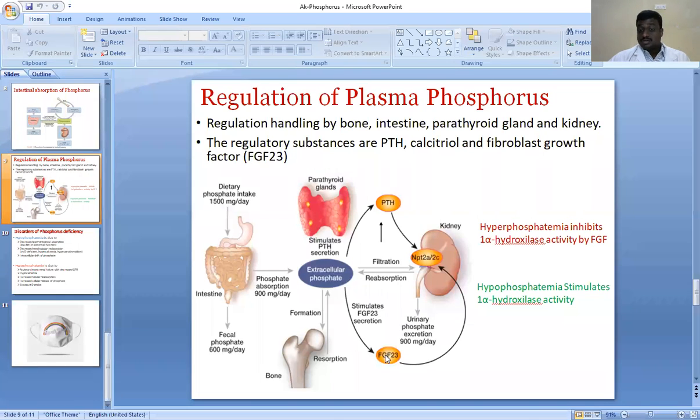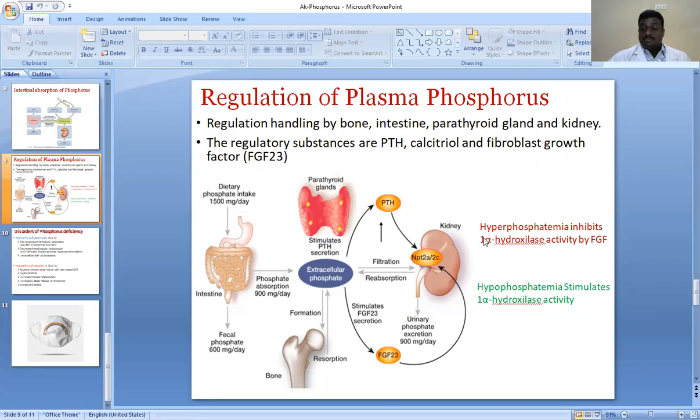This fibroblast growth factor acts on the 1-alpha hydroxylase enzyme. So this is the same action: 1 alpha hydroxylase activity is reduced by the fibroblast growth factor. So vitamin D3 formation is reduced. Whenever vitamin D3 is reduced, there is not a sufficient amount of phosphate absorption in the intestine. Okay. So this is about hyperparathyroidism.